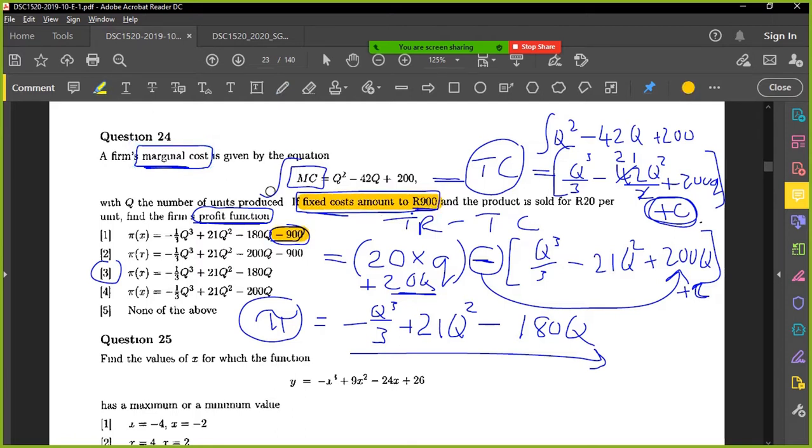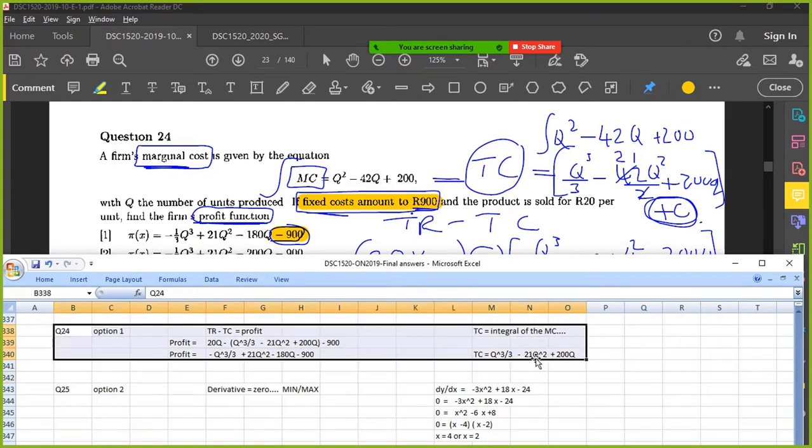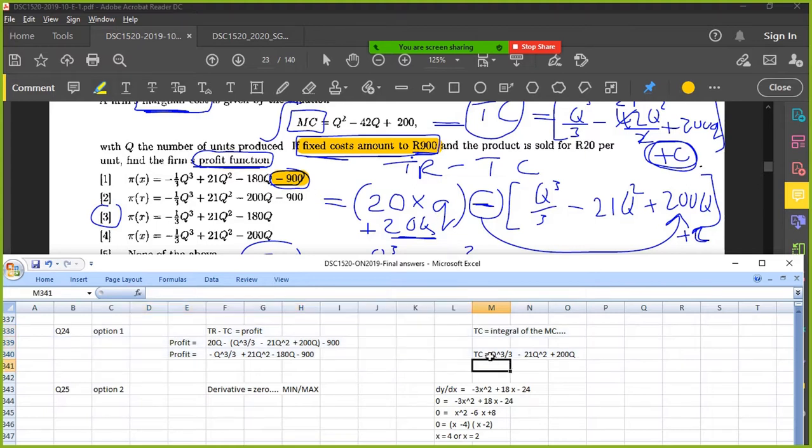So the answer that I had got previously was 1. Option 1 is correct. It's the same as 3 except it's got the fixed costs as well. There's the integration. See it? TC is the integral of marginal cost. That's what I've written there. So the total cost is the function there, and then obviously this is going to be plus c, just to show that. The right answer is there.